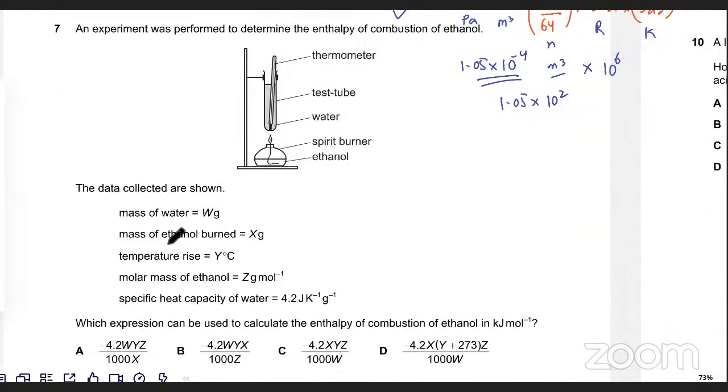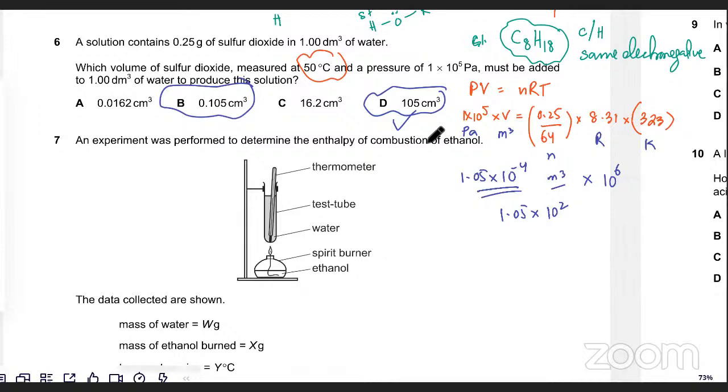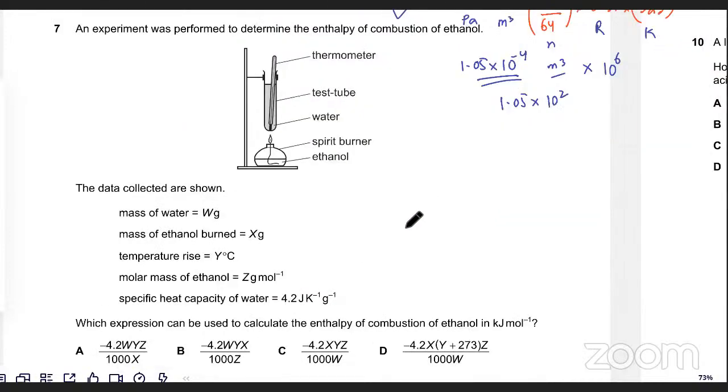That's the next one. An experiment was performed to determine the enthalpy change of combustion of ethanol, and this is probably a Q equals MC delta T question, right? So the data collected are shown. He's trying to determine the enthalpy change of combustion of the ethanol, right? So you're burning and heating the water up. So what energy is being absorbed by the water?